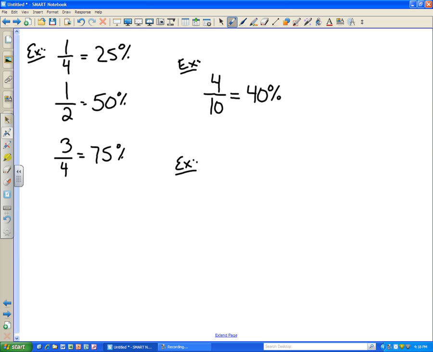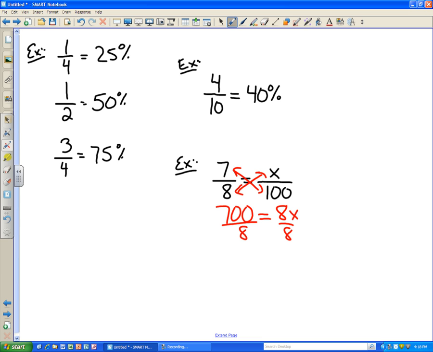What happens if I give you a fraction that you may not think goes into 100 evenly? 7 out of 8. We know it's more than 50% but less than 100. We can still use a proportion, but we can then use our cross products. 7 times 100, 700, equals 8 times x, 8x. Then we have our equation. Divide both sides by 8. So x represents 87.5%, which makes sense because 7/8 is close to 1 whole, which means it's close to 100%.